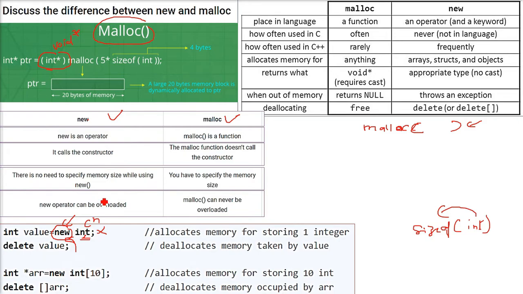When you are doing a memory allocation but there is no memory in the heap, malloc will return null. When you use new, it is going to give you an exception if the heap is full and it is out of memory; you have to catch it. For freeing up, malloc uses free, and with new you have to use delete.